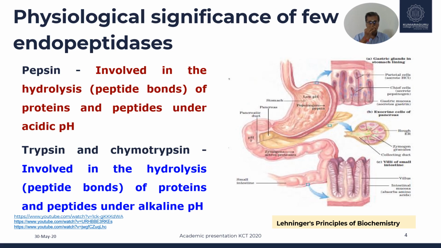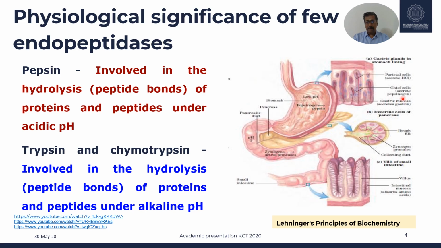Next, before entering into understanding the role of chymotrypsin, I have listed three significant peptidases. One is pepsin, another one is trypsin, third one is chymotrypsin. There is also carboxypeptidase A and B, which I'm not going to discuss. Here you can see pepsin is an important enzyme which is secreted by the gastric portion of your stomach.